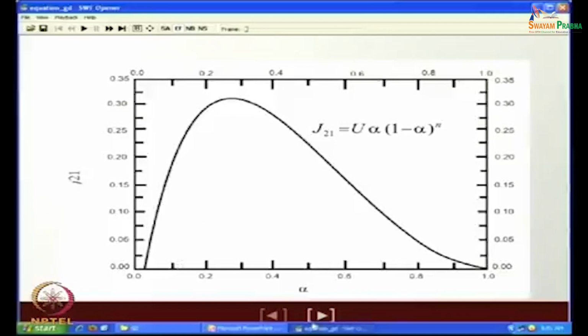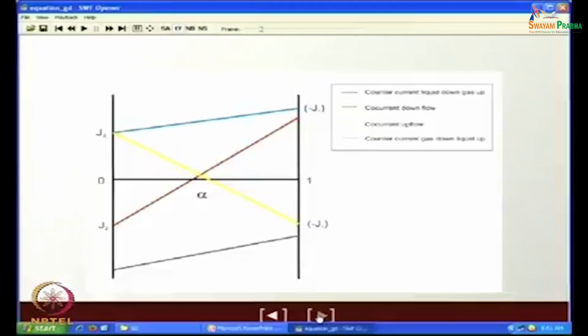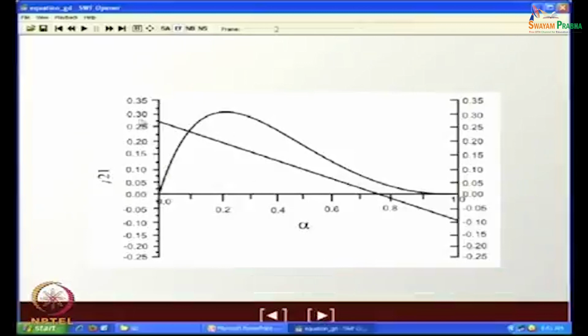Now, let us see what we have done. This is the curve which we have got. These are the straight lines that we have got. Now, let us see. This is for co-current upflow. Okay, co-current upflow, you remember this was the straight line which we had, this was the curve which we have. So, therefore, the point of intersection gives you the value of alpha 0.1 in this case, and that gives you the value of J21.